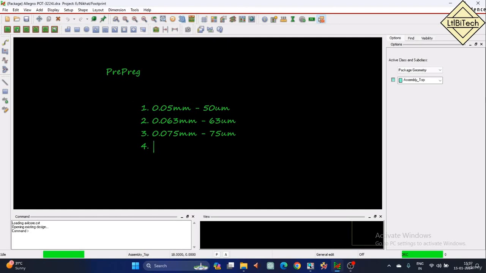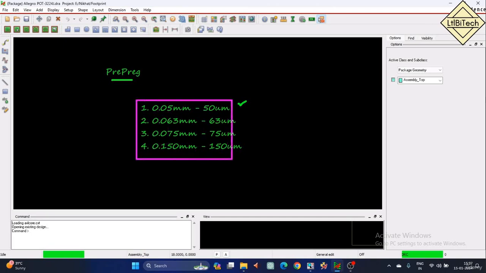The next one is 0.150 mm, that is 150 microns. So these are the standard pre-preg thicknesses we have in the market. Whenever you are using laminate PCBs or multi-layer PCBs, you can go for a 250 microns pre-preg. I will discuss that in detail in the layer stack-ups.